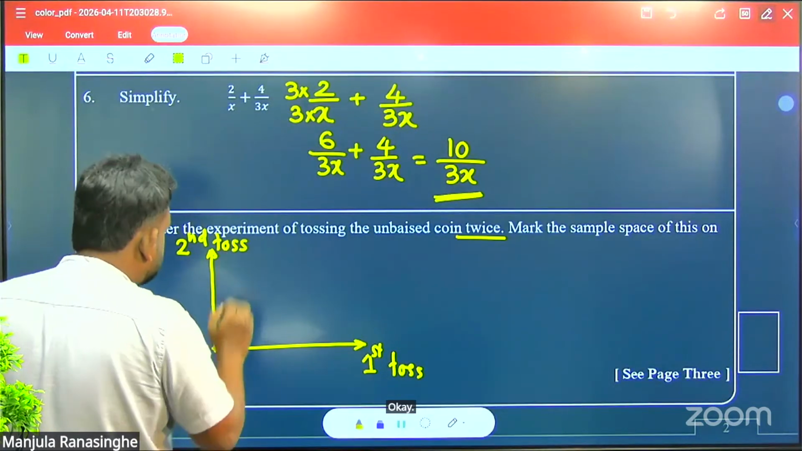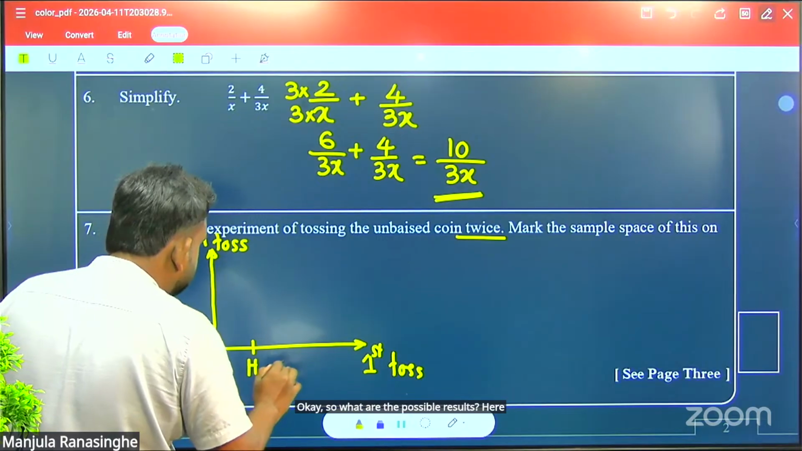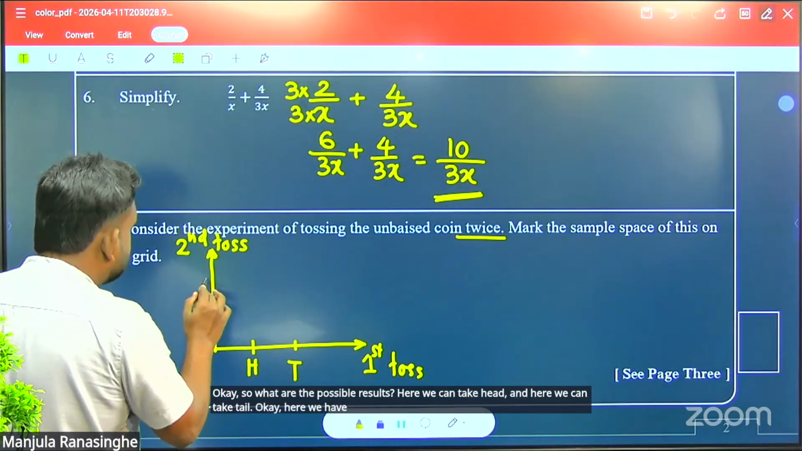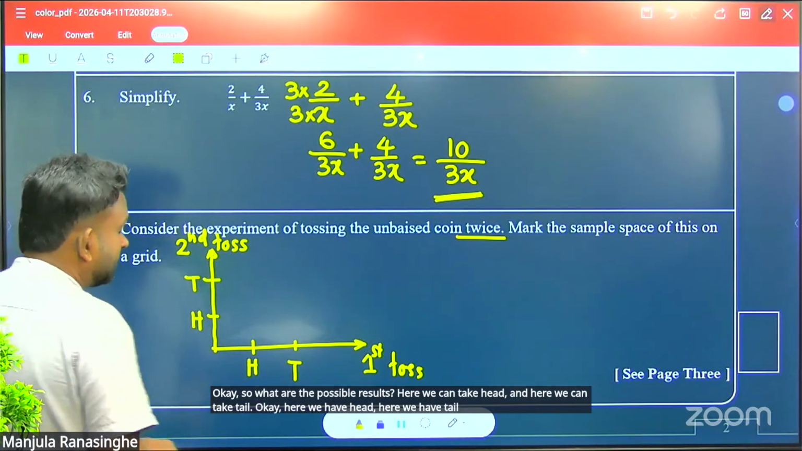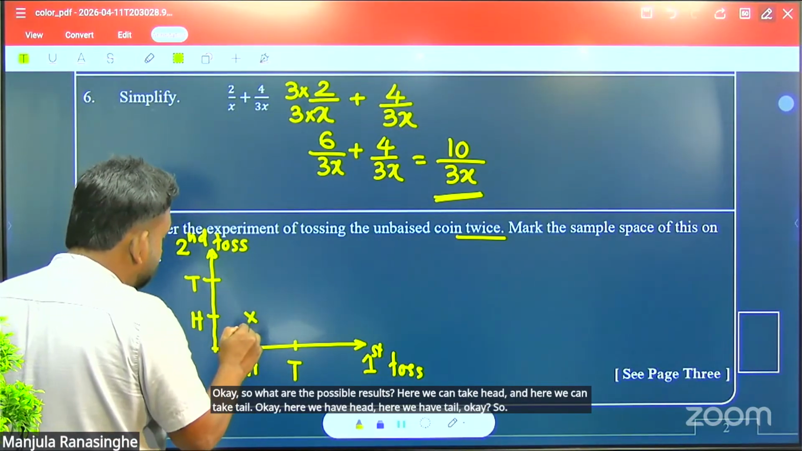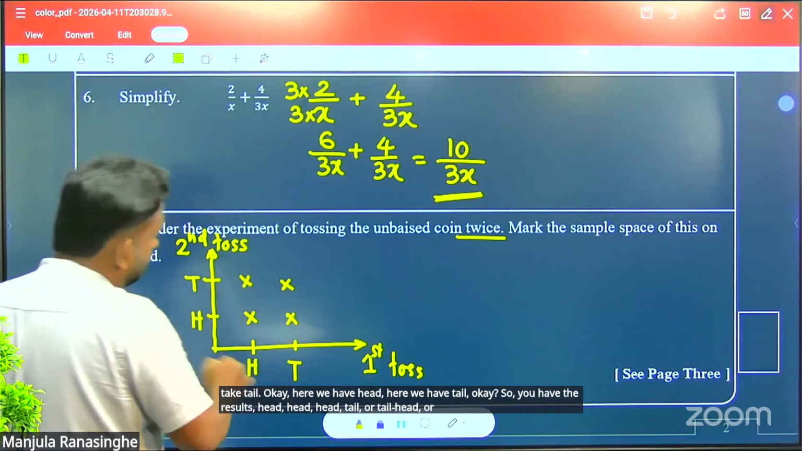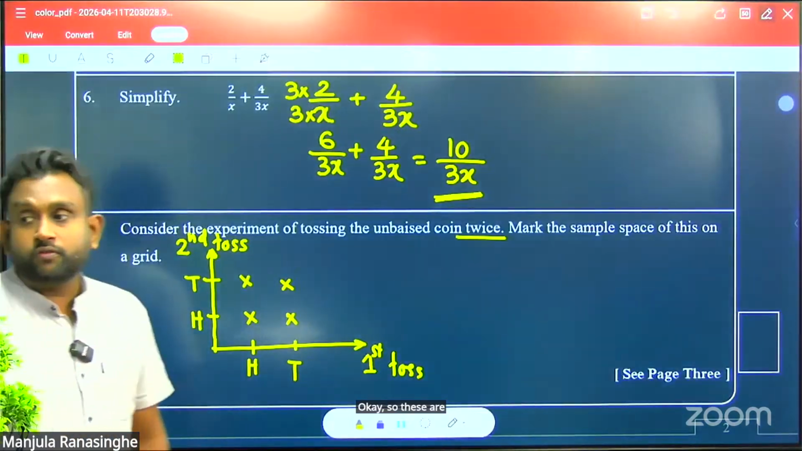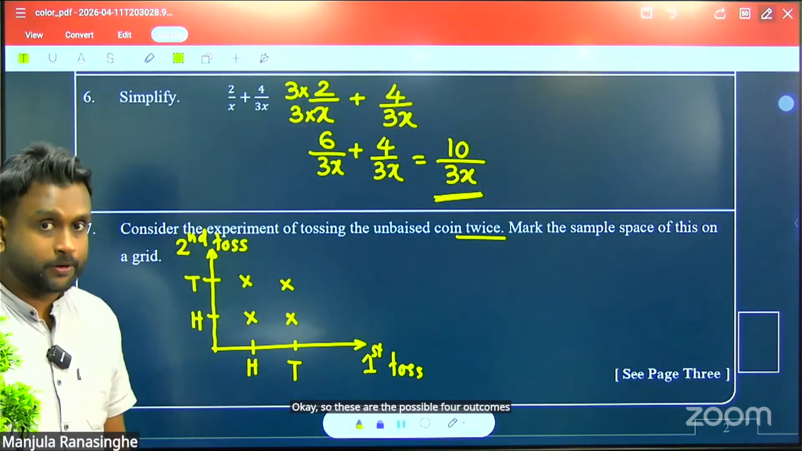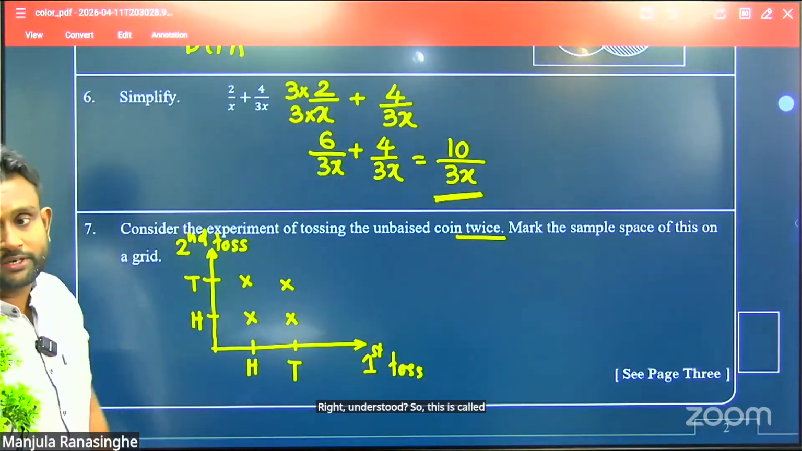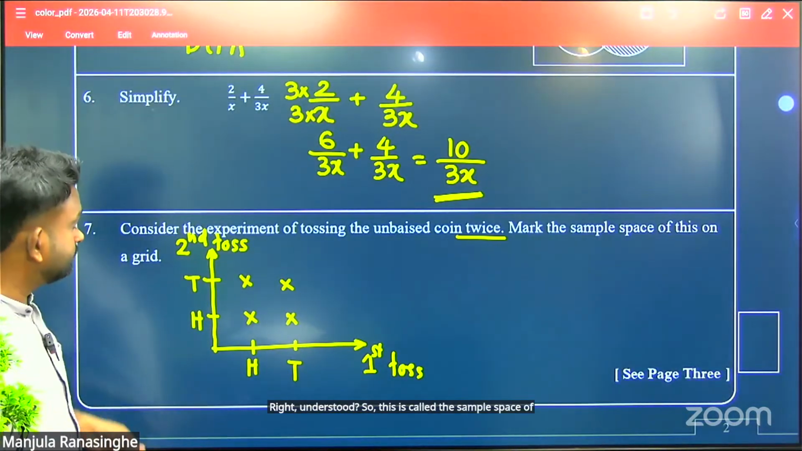So what are the possible results? Here we can take head and here we can take tail. So you have the results head-head, head-tail, tail-head, or tail-tail. So these are the 4 possible outcomes here. Understood? So this is called the sample space on a grid.